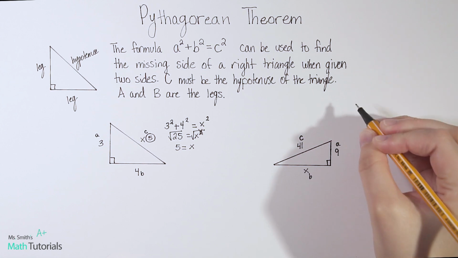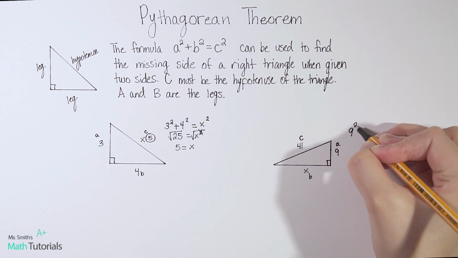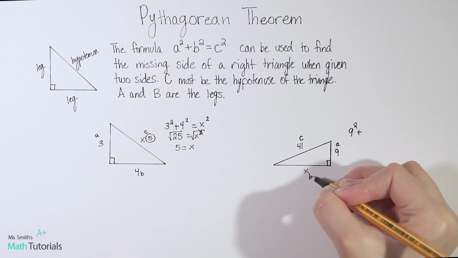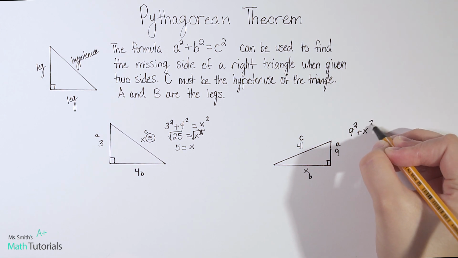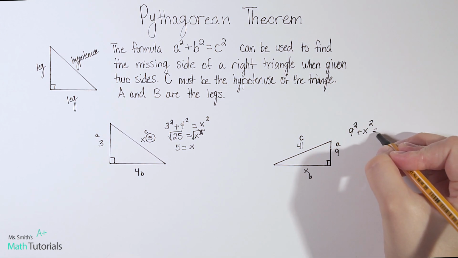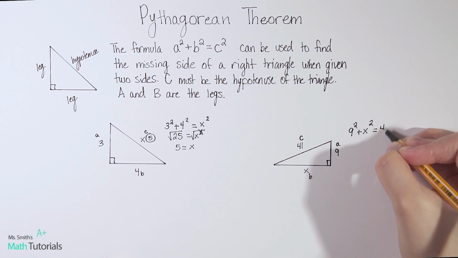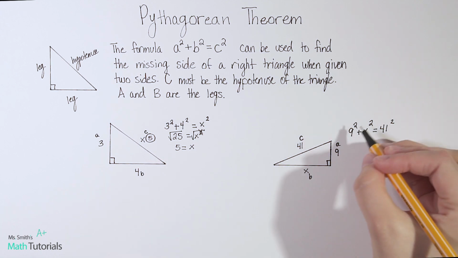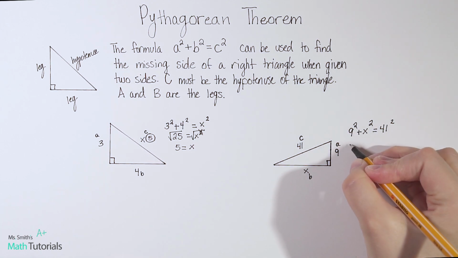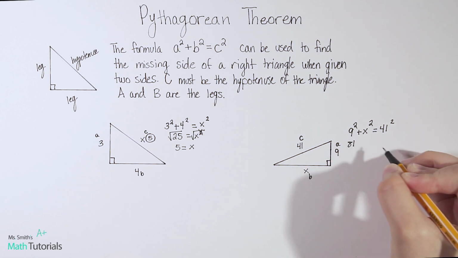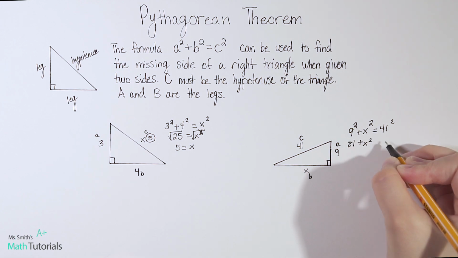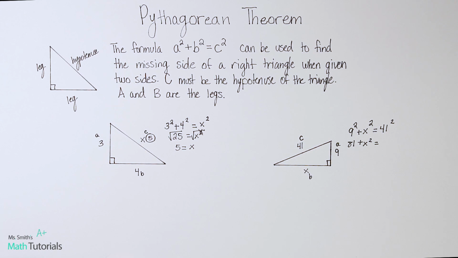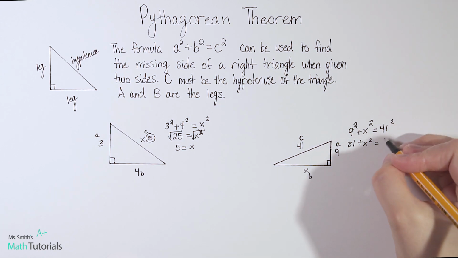So here we go. A squared, 9 squared, plus B squared, the one I'm solving for, x squared, equals C squared, 41 squared. Now I'm going to have to do a little more solving than I did over here. 9 squared is 9 times 9, which is 81, plus x squared equals 41 squared. I definitely need a calculator for that one. It should be 1681.